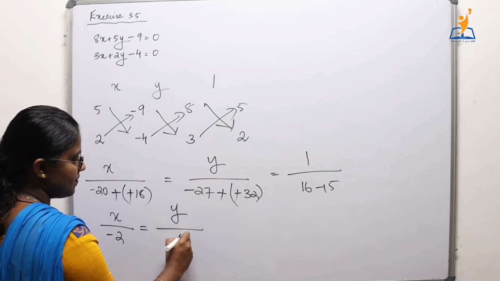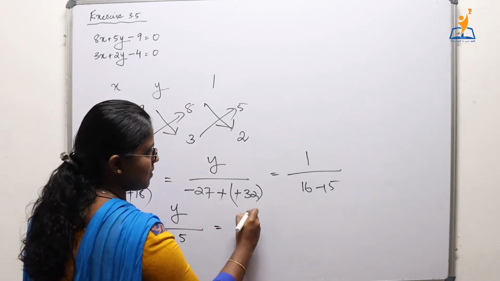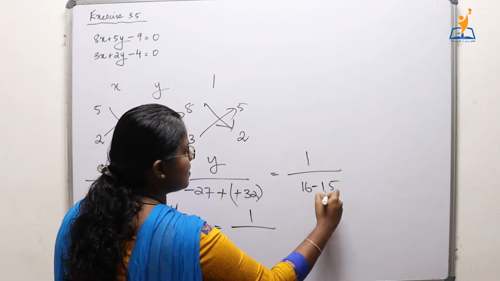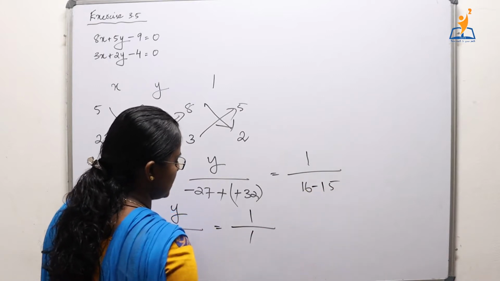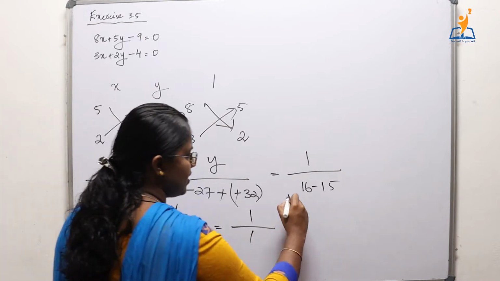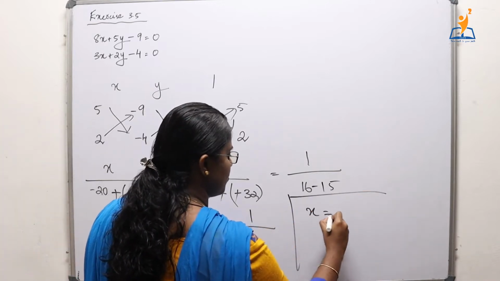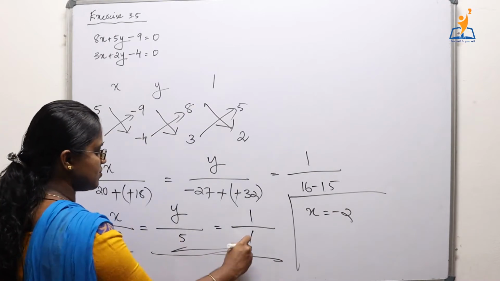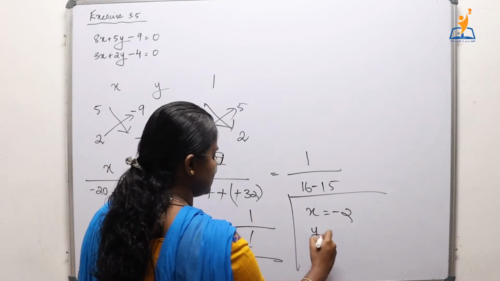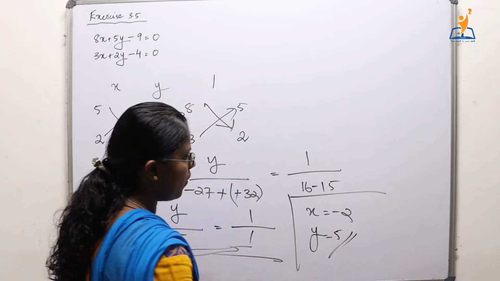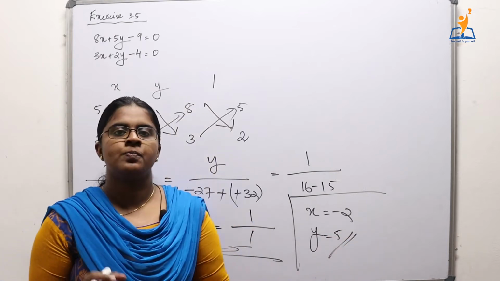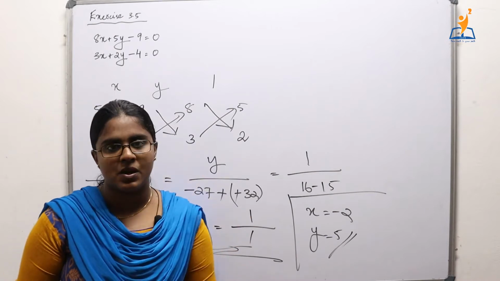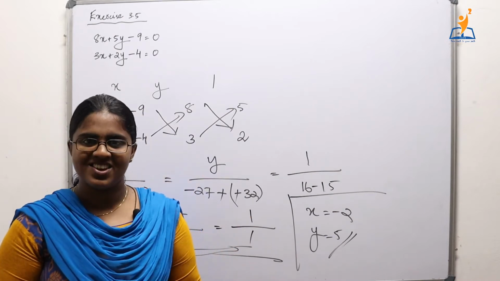So what is minus 27 plus 32? It is simply 5, which is equal to 1 by 16 minus 15. Isn't it? 16 minus 15 is 1. So we have X is equal to minus 2. Comparing these two equations, and comparing these two equations we have Y is equal to 5. So X is equal to minus 2 and Y is equal to 5 is the solution for this particular pair of linear equations in two variables.